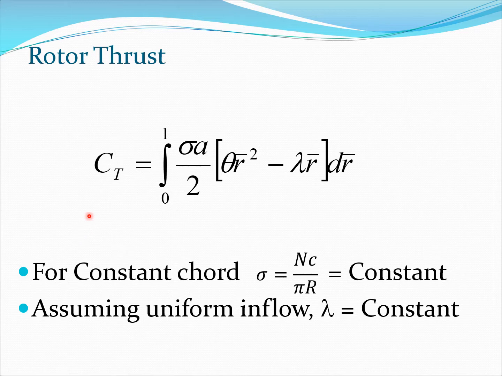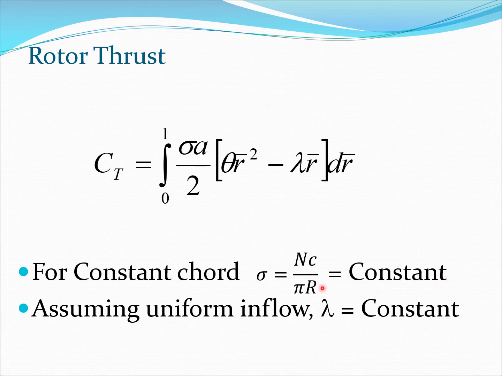Now in the previous class we obtained an expression for dCT, that was a differential change of rotor thrust. So essentially if we want to get CT we have to integrate this expression from 0 to 1. And now, as I mentioned before, how simple this integral is depends on whether sigma, theta, lambda, all these are functions of r or not.